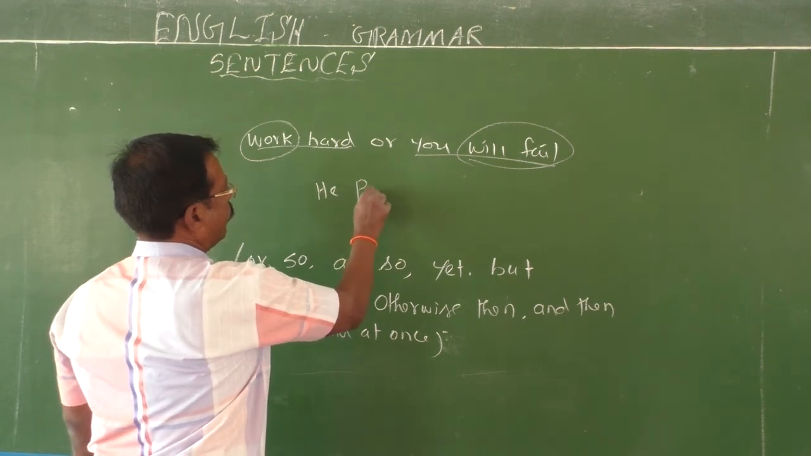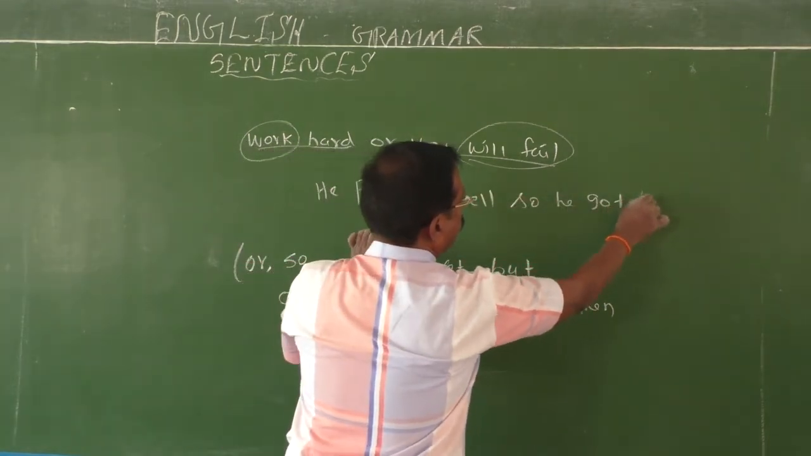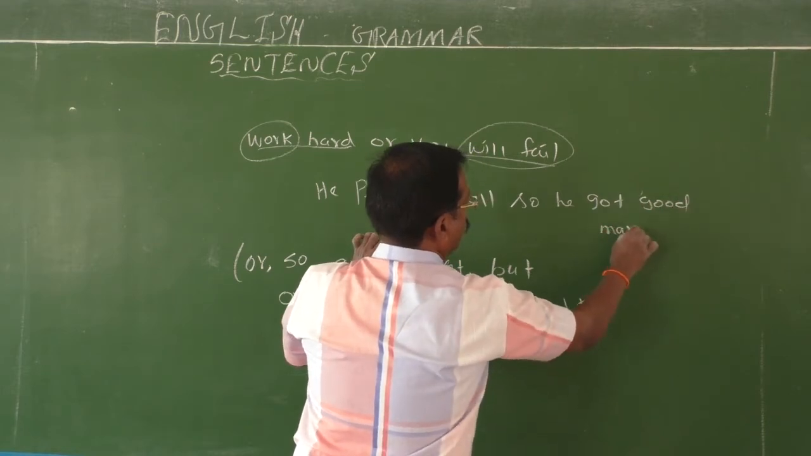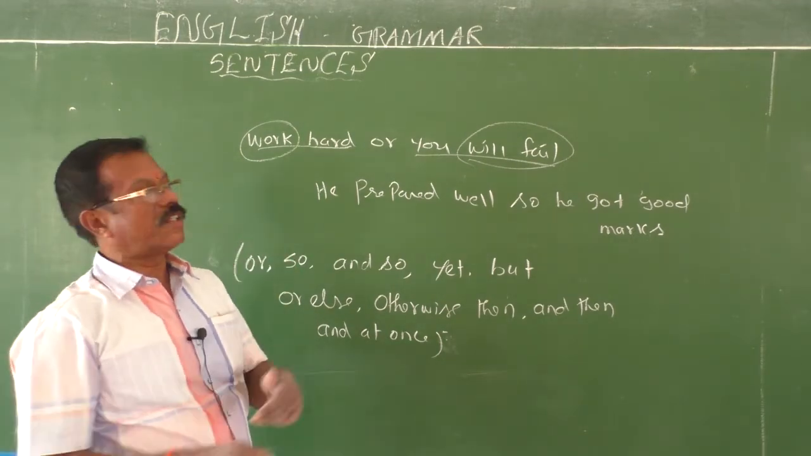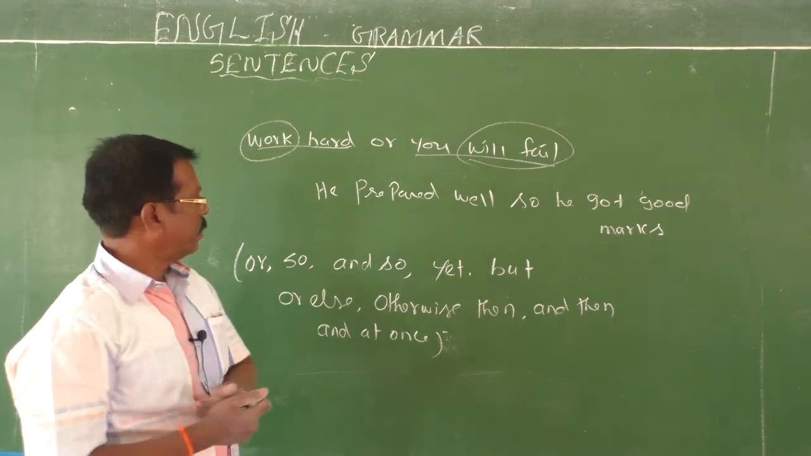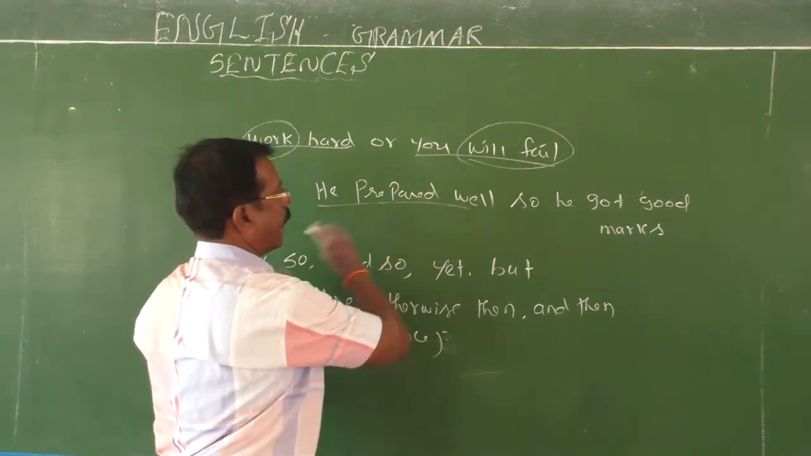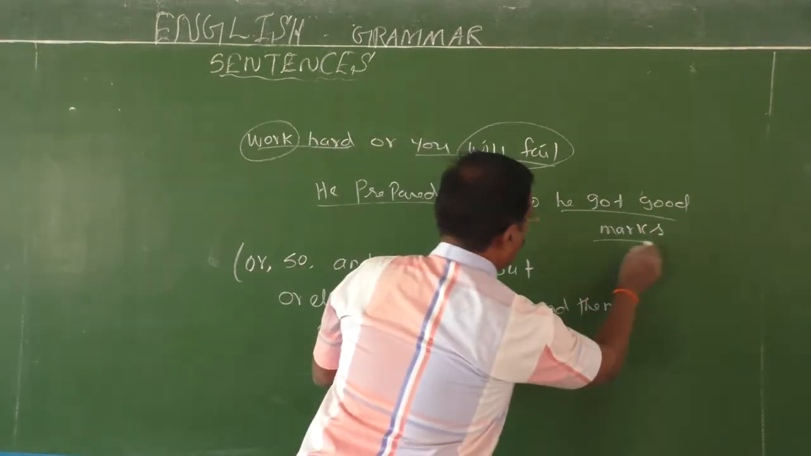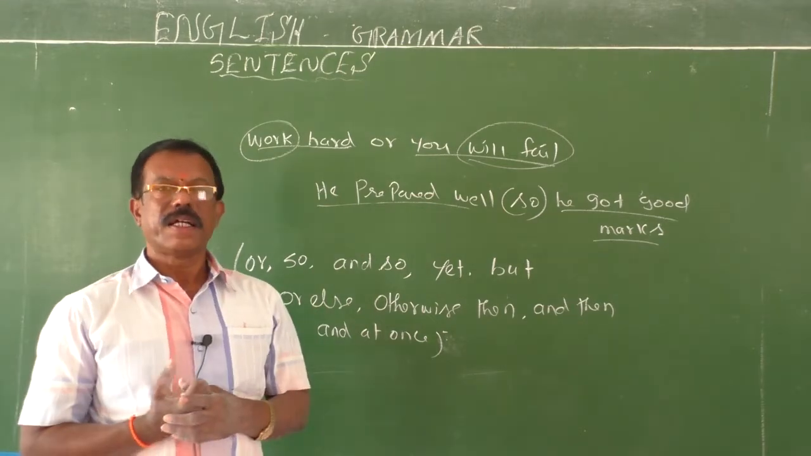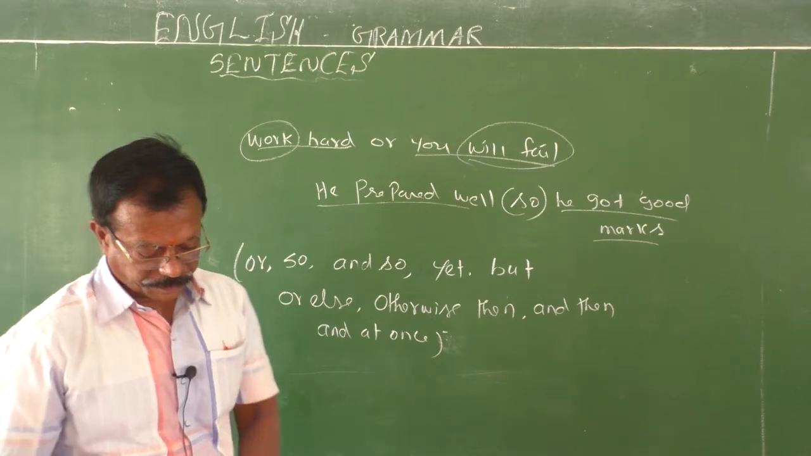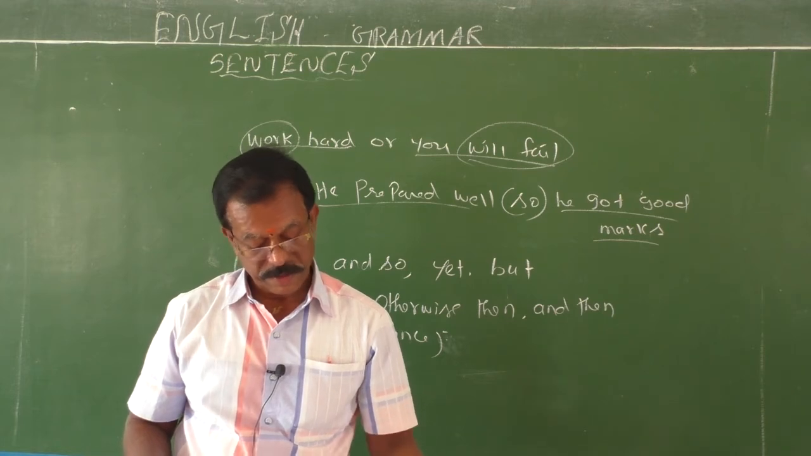So, he prepared well, so he got good marks. He prepared well. He wrote answers for all questions. So he got good marks. And so has the same effect. This is also an example of a coordinating conjunction. He prepared well. He answered all questions. He got good marks. Both are connected by the coordinating conjunction so. So this is an example of a compound sentence. See, I'll give you some more examples of compound sentences.